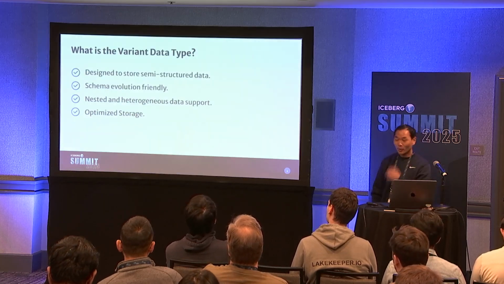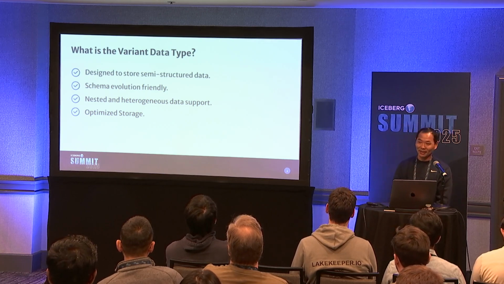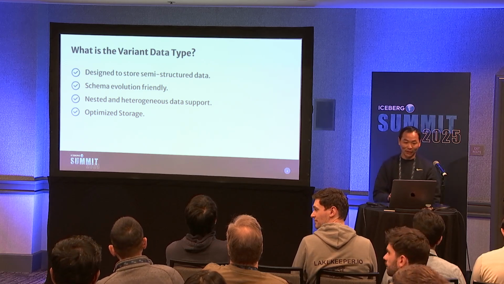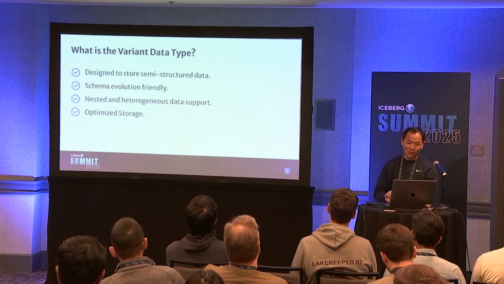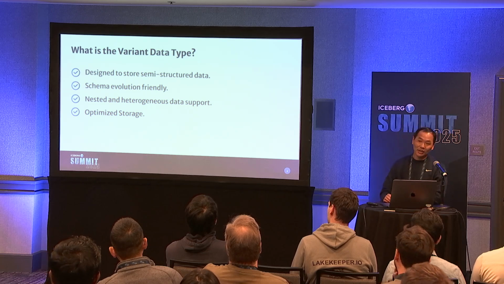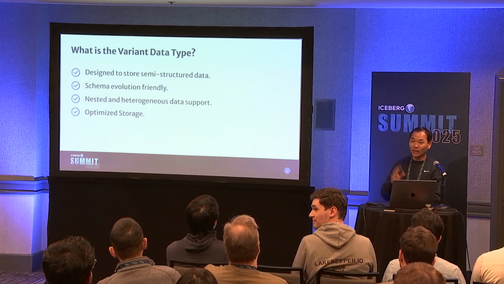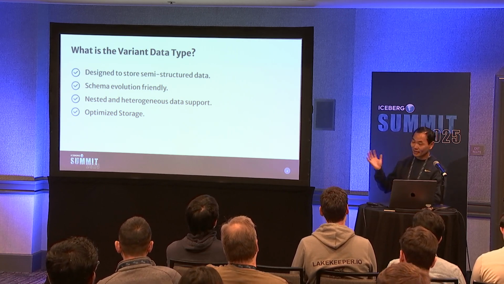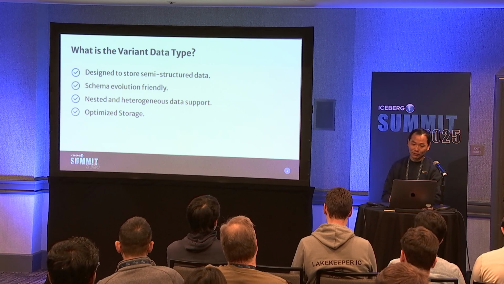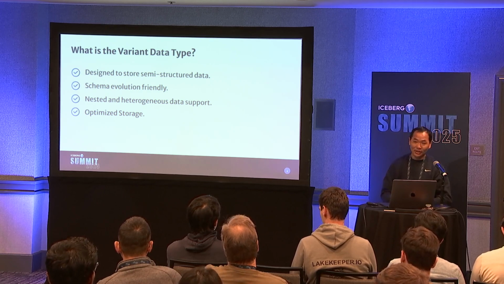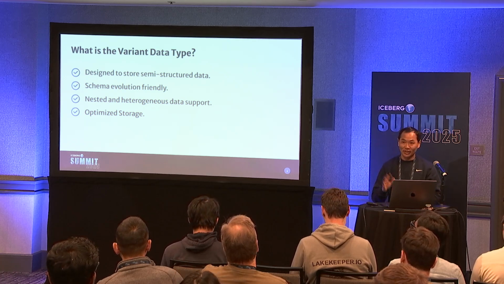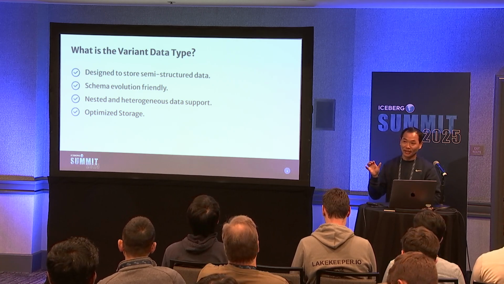First, what is the variant data type? If you are new to this area, you may wonder why we need to introduce a new variant data type. Actually, in Snowflake and Redshift, we already have a similar concept. Snowflake has had variant for a long time, and Redshift also has super for variant data type. This is to store semi-structured data, similar to what JSON does.